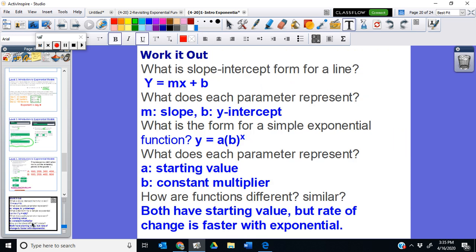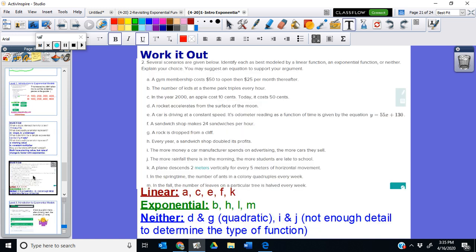Okay, here's some other work it out questions, just filling in some details. Feel free to read that on your own. The next work it out example is just wanting you to sort which ones are linear, which ones are exponential, and which ones are neither. In I and J, there's definitely some growth or things going on, but there aren't details about how much growth is happening or the pattern or the rates of that growth. So we can't determine if it's linear or exponential.